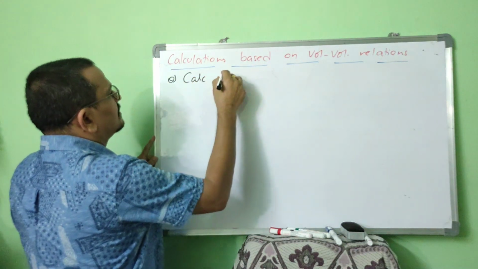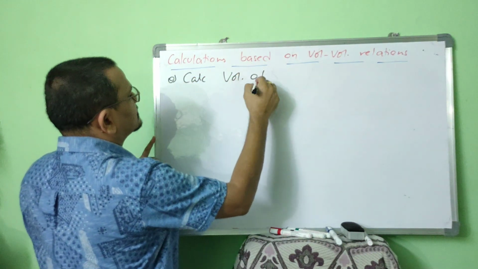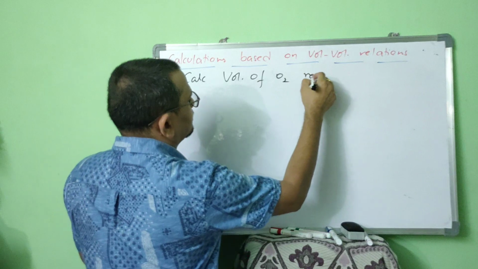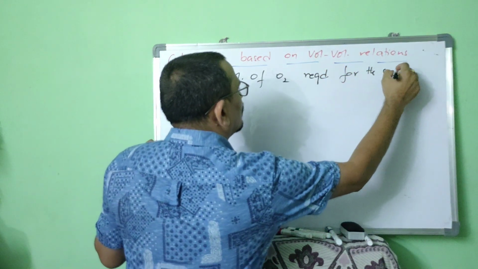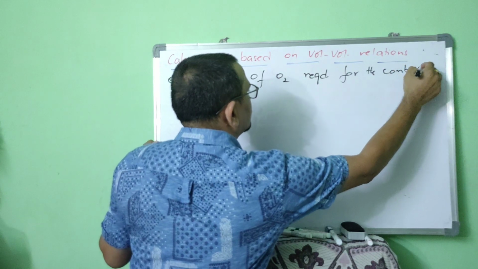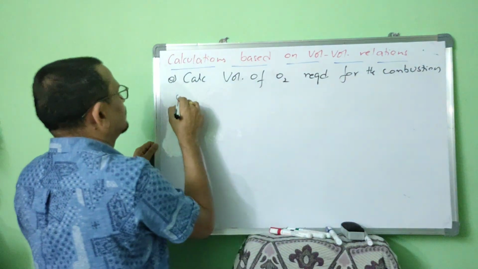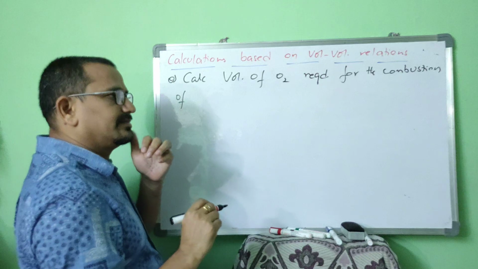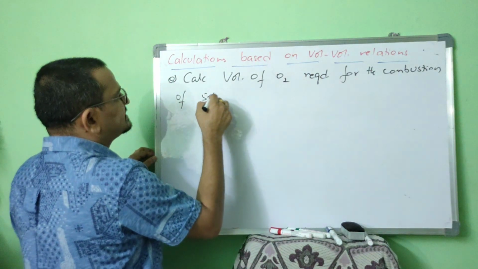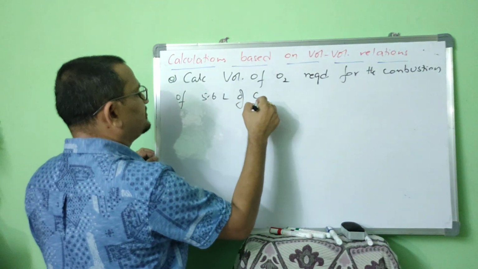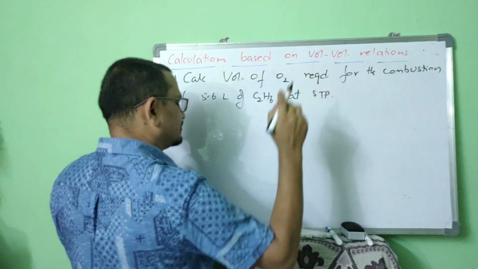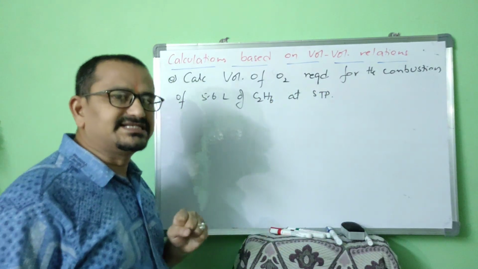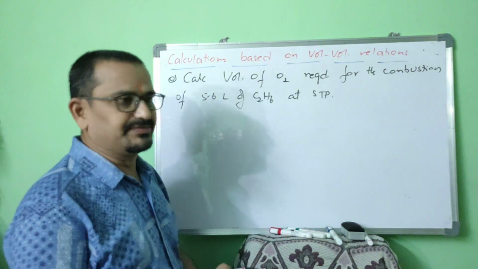Calculate the volume of oxygen required for the combustion of 5.6 liters of ethane at STP. 5.6 liters of ethane at STP.